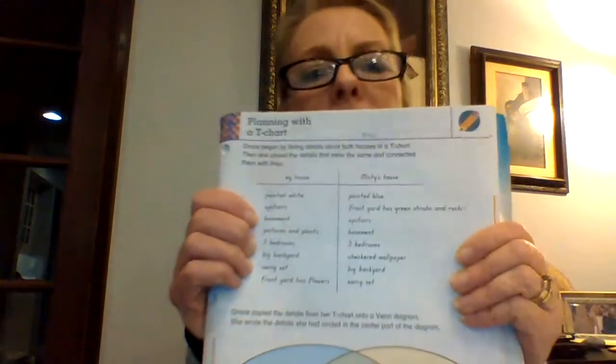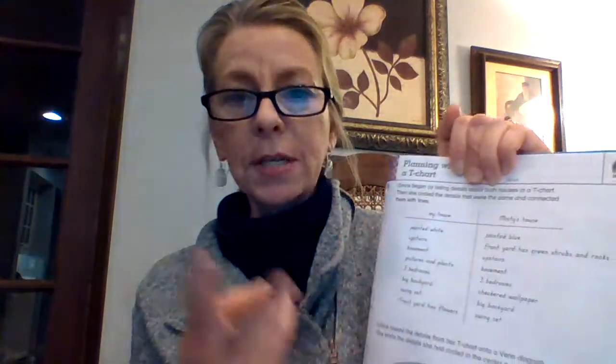So here is the organizer that Grace used for her essay on the two different houses. She has her house on one side and Misty's house on the other. On your T-chart, I'd like you to have CESW, meaning the building that we would go to for our class, on one side, and then your virtual schooling or your mobile learning on this side, so that you are comparing and contrasting those two ways that you're familiar with doing school.